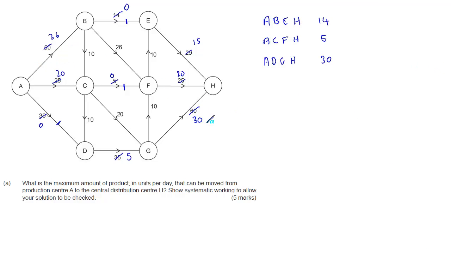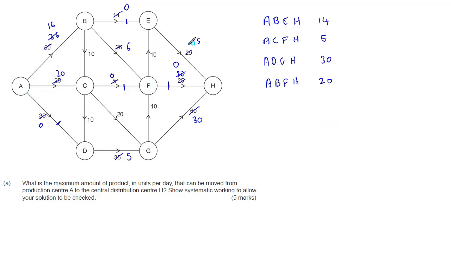Let's try to look for a fairly big one now. I'm going to look at A, B, F, H. So we've got 36, 26, and 20. So the 20 is the smallest, so that's the most we can get along there. That knocks this one down to 0 and block it off. This would become 6, and this would become 16.